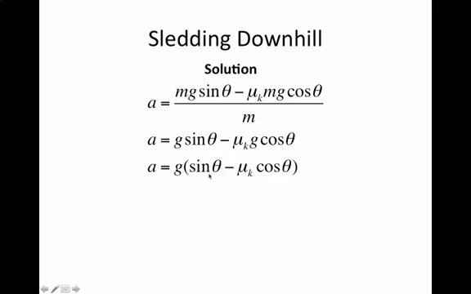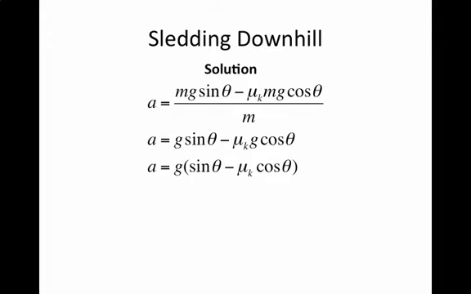Secondly, if she were going down a hill that is at 90 degrees, so it's a straight downhill, my sine theta would be 1 and my cosine theta would be 0. So I would get that her acceleration would be g times 1, or just g, which makes sense, because if she's going down a hill that's completely vertical, she's in free fall. And so the equation works in that case.